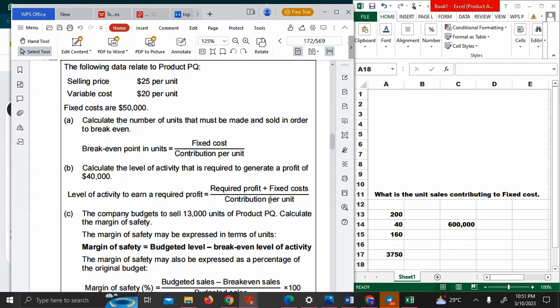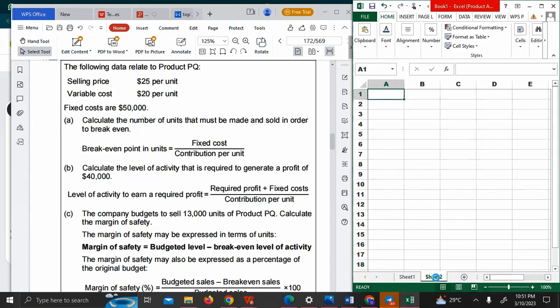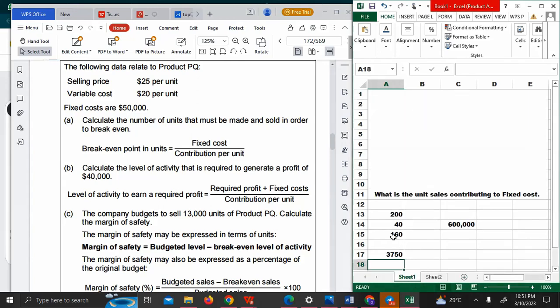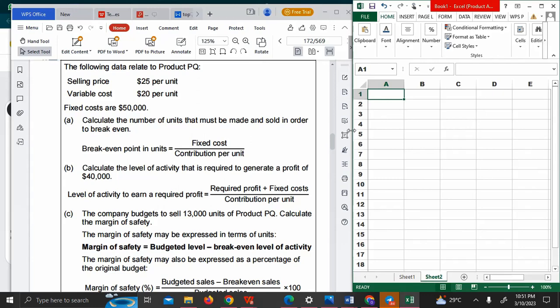So we are saying that the quantity per unit that I am going to produce to be able to take care of my fixed costs will be 3,750 units. Okay. Does it make sense to you?